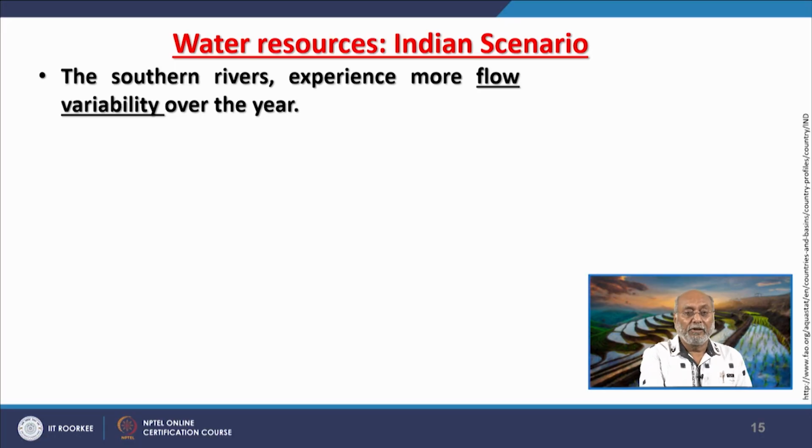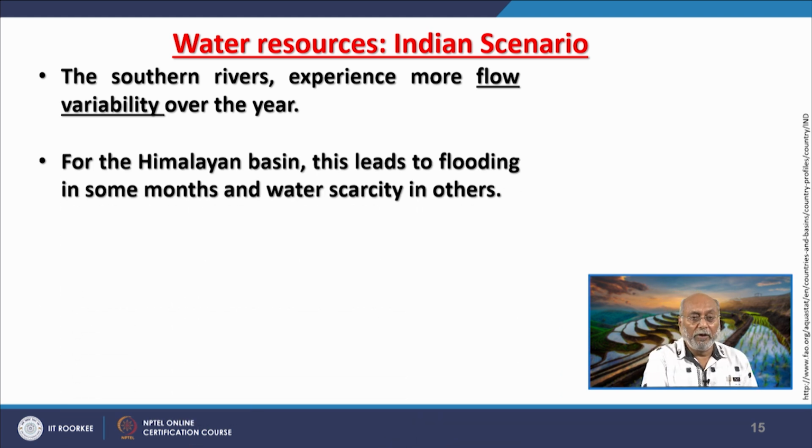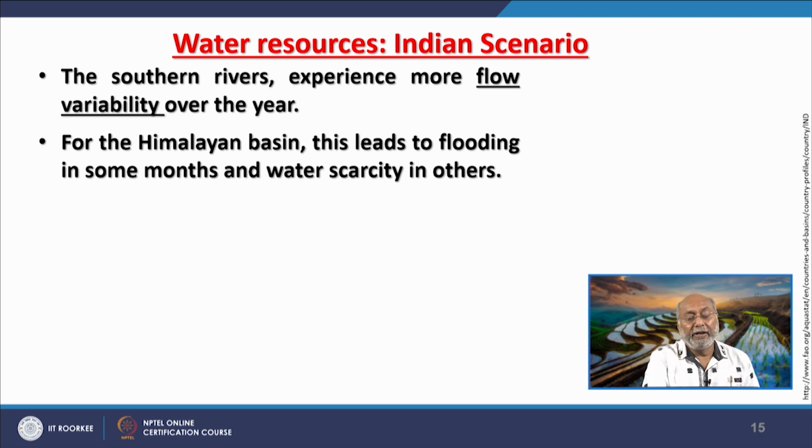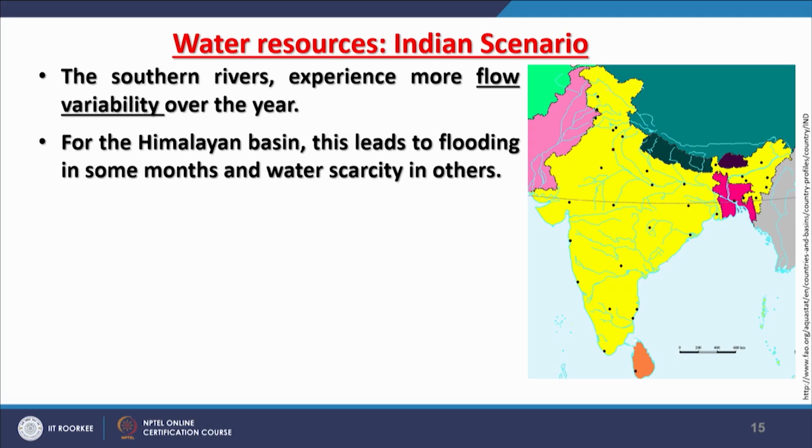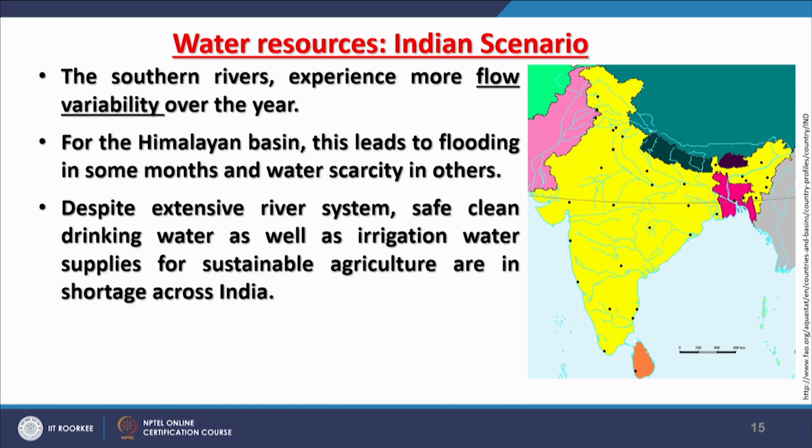Whereas southern rivers, or rivers of South India, experience more flow variability over the year, because they are not fed by glaciers or snow. For the Himalayan basin, this leads to flooding in some months and water scarcity in others, as we can see here, where the rivers are shown, and the dots are the gauging stations. Despite the extensive river system, which you can see in the right figure, safe clean drinking water as well as irrigation water supplies for sustainable agriculture are in shortage across India.